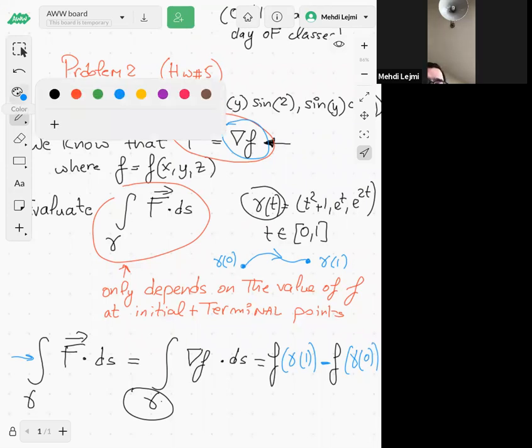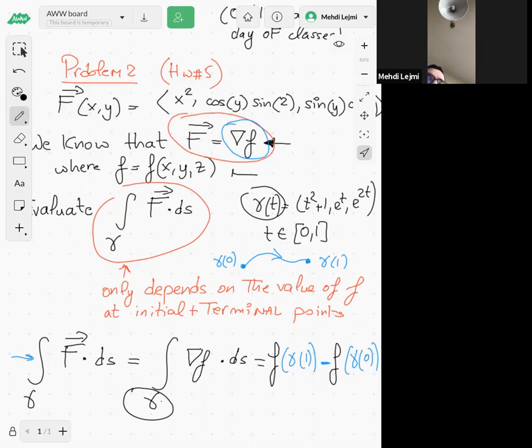The function f, of course, is the function you get in the first point. You have to prove that the vector field is conservative, and you have to find this lowercase f. So when you find the lowercase f in the first point, then you can use it to find this vector line integral. So gamma of 1, for example, you just replace t by 1. That would be 2, e to the power 1, e squared.